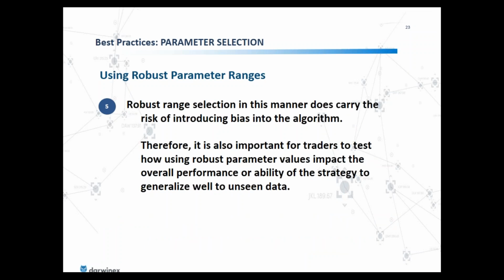Robust range selection in this manner, however, does carry the risk of introducing bias into the algorithm, which essentially means that by choosing too robust or, let's say, too simple a value space, you may end up forcing your strategy to not really generalize too well to unseen data. So there is that risk, and therefore it's important for traders to test how using these robust parameter values impacts the overall performance or the ability of the strategy to generalize well to unseen data.